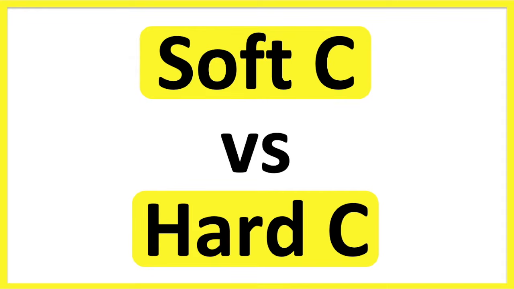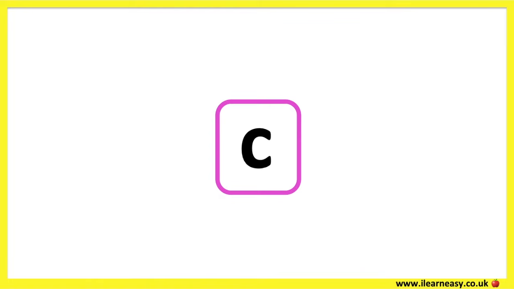Hello! In this video, we will learn the difference between the soft C and the hard C. Soft C. The soft C makes a S sound. The letter C makes a soft C sound when it's followed by the letters E, I, or Y. This is the general rule for most words. However, remember that there are many exceptions in English.